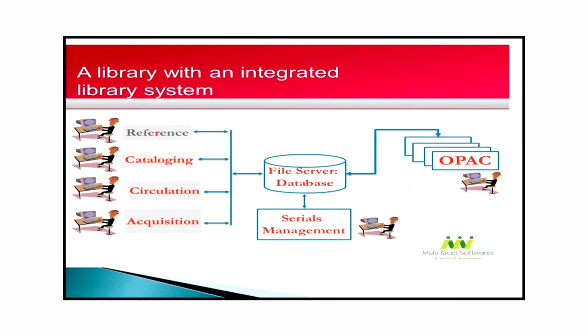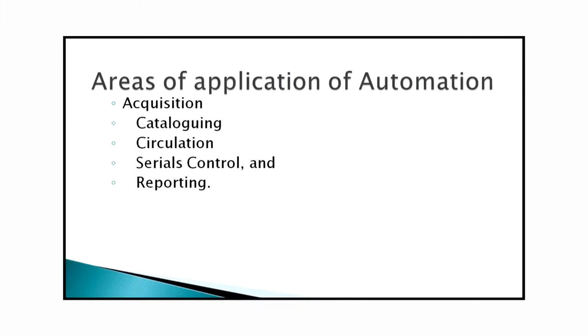You can see different sections like reference, cataloging, circulation, acquisition, serials management. All these different sections or modules, they are connected to a single file. That is why it is known as integrated. Now we will talk about the various sections or modules where automation is being applied. Acquisition, cataloging, circulation, serials control and reporting.